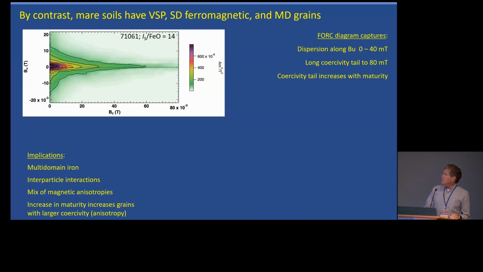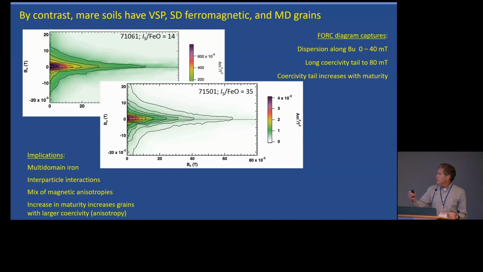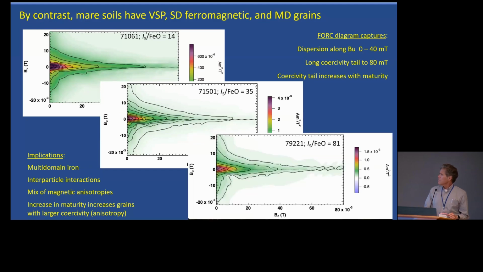In the Mare soils, it's very different. Here's again an immature, submature, and the mature soil. And we have this dispersion along the vertical axis. This is the multi-domain character. We have dispersion along the horizontal axis. This is the coercivity tail, the shape anisotropy, magnetostatics. And notice in this particular case, as the maturity increases, the coercivity tail also increases.